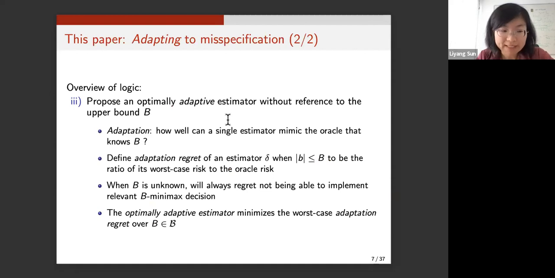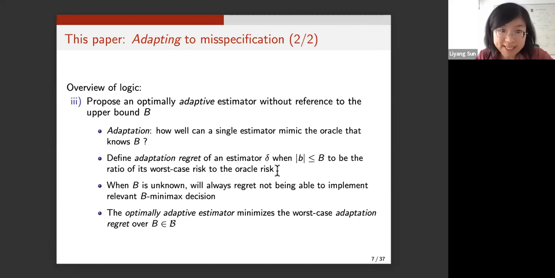So how well can a single estimator mimic the oracle that switches among the collection of different B minimax estimators using the knowledge of the actual upper bound? Of course, at each given upper bound, this single estimator delta would incur a risk increase relative to the oracle. And this is what we call the adaptation regret, which is the ratio of the worst case risk of this estimator delta evaluated on the corresponding bias space relative to the oracle risk.